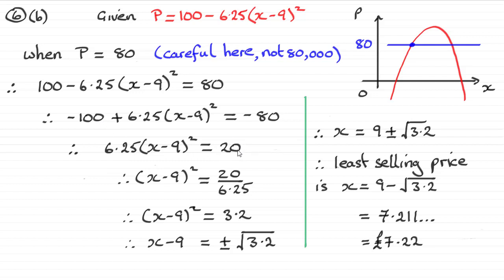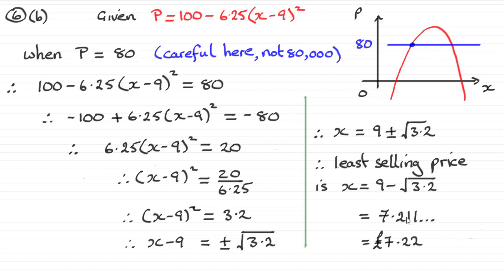And then divided through by 6.25, giving me x minus 9, I should say, squared equals 3.2. And then taking the square root to both sides, we end up with x minus 9 is plus or minus the root of 3.2. And then I add 9 to both sides, leaving me with x equals 9 plus or minus the root of 3.2. And it's this point that we're looking for the least selling price. So if you took the plus option, it would give you this value over here, which is a much larger selling price to achieve that 80,000. So we just want this one, which is the negative value.